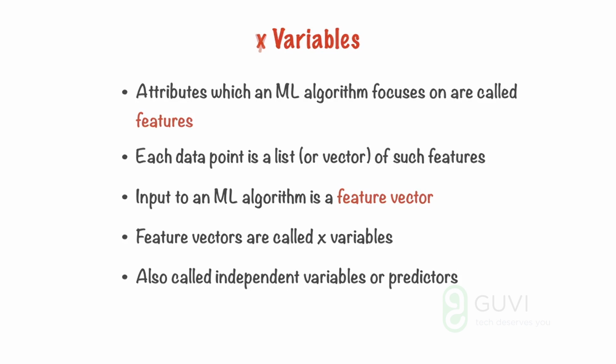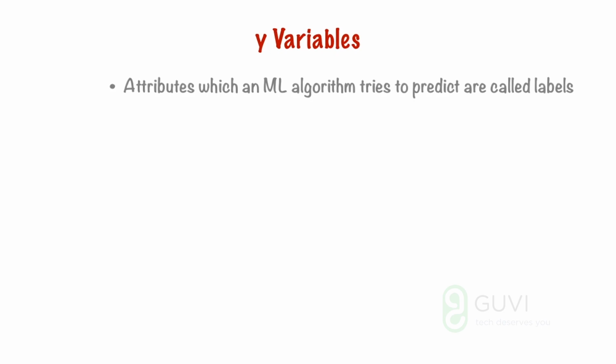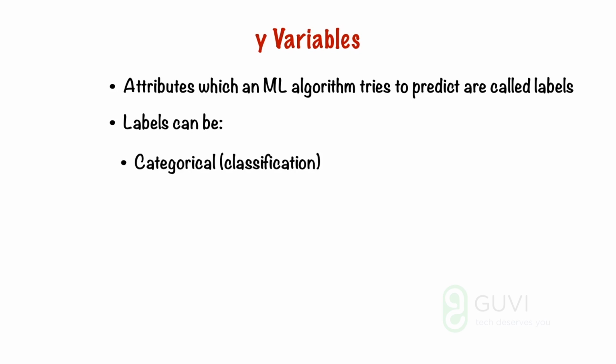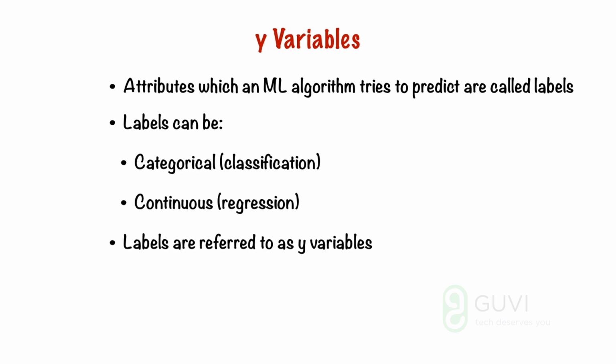On the other hand, the values which a supervised learning algorithm tries to predict are called labels. Now, labels can take two kinds of forms. They could be categorical. This is when the problem we're solving is that of classification, for example, spam or ham. Or the labels can be continuous. This is when we are solving a regression problem and we may predict, for example, a numeric value. So these labels are also called Y variables or dependent variables.